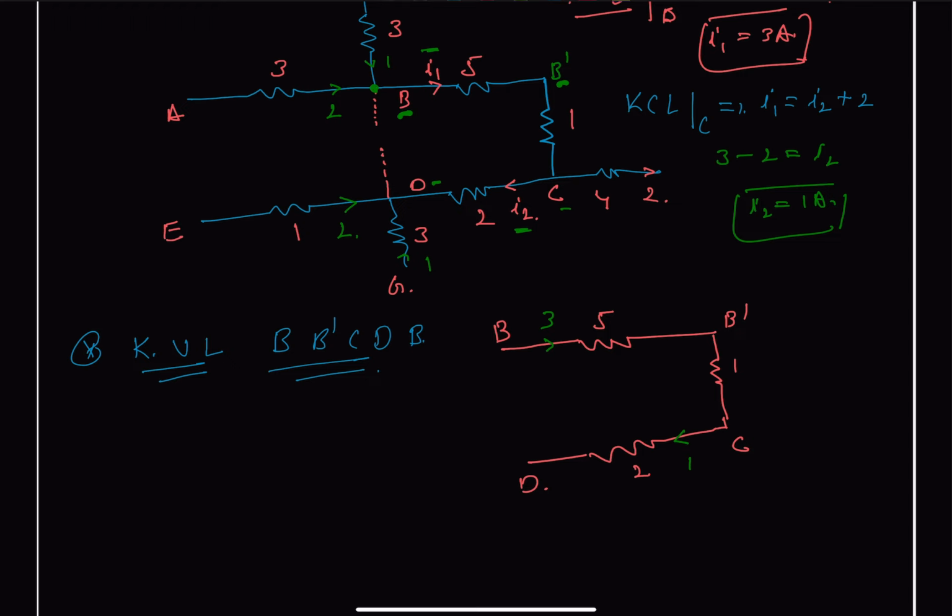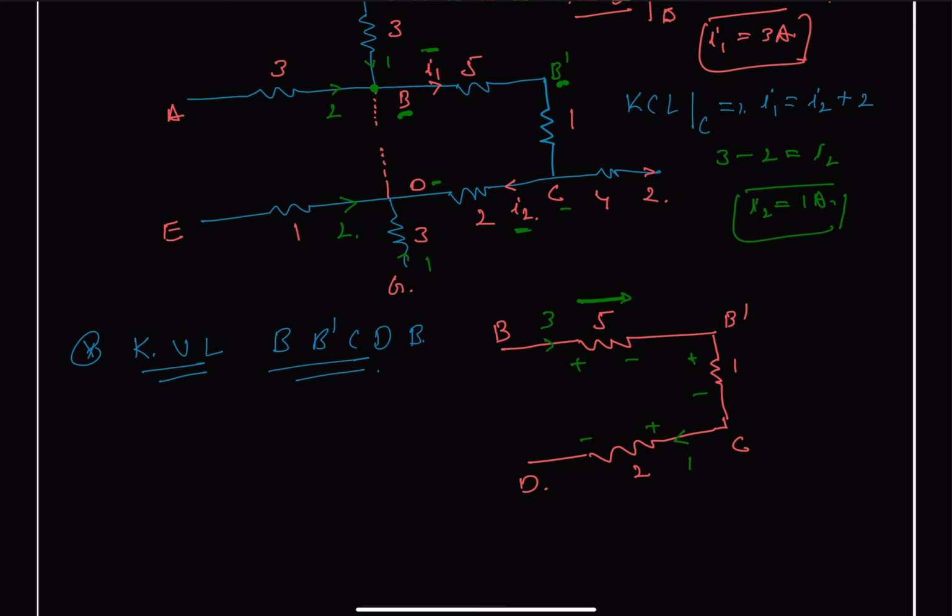Direction of the current is from left to right, and current flows from higher potential to lower potential. So this will be plus and minus. Similarly, through 1 ohm we are going to get plus and minus, and once again from 2 we are going to get plus and minus.